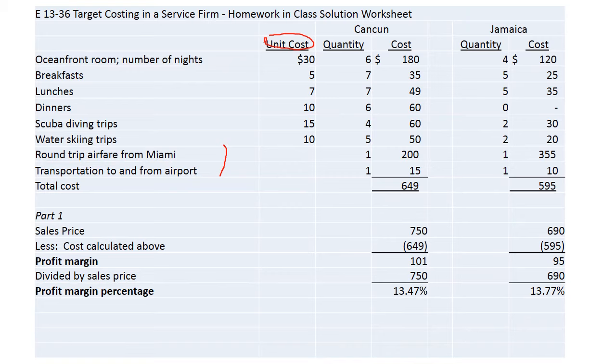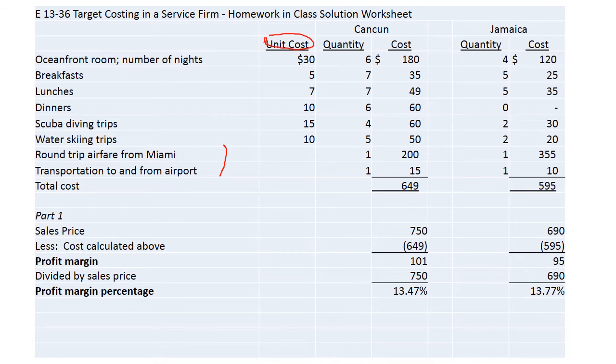The Cancun trip offered 6 nights. Jamaica trip offered 4 nights. Cancun, there were 7 breakfasts. Jamaica, there were 5. Cancun, there were 7 lunches. Jamaica, there were 5. Cancun, there were 6 dinners. Jamaica, there were 0. Cancun, there were 4 scuba diving trips. Jamaica, there were 2. Cancun, there were 5 water skiing trips. Jamaica, there were 2.